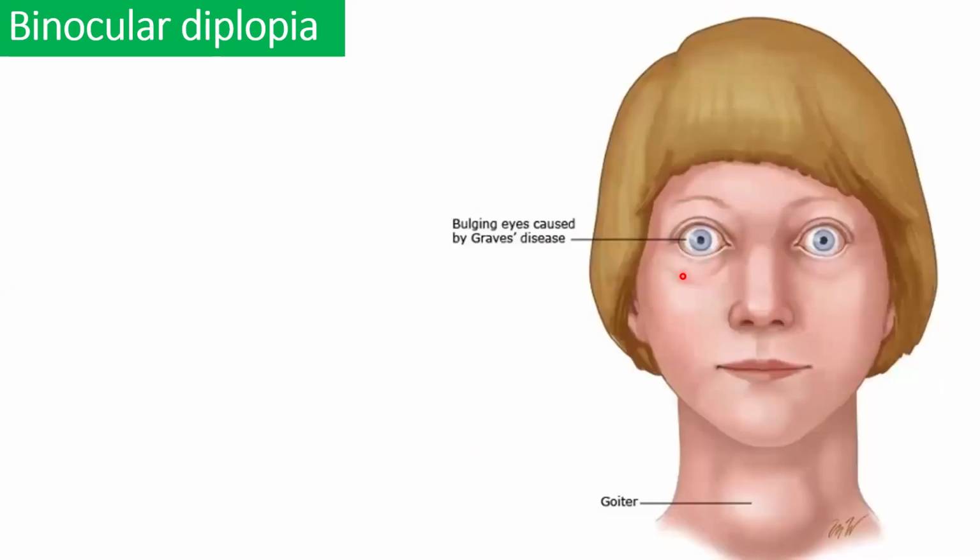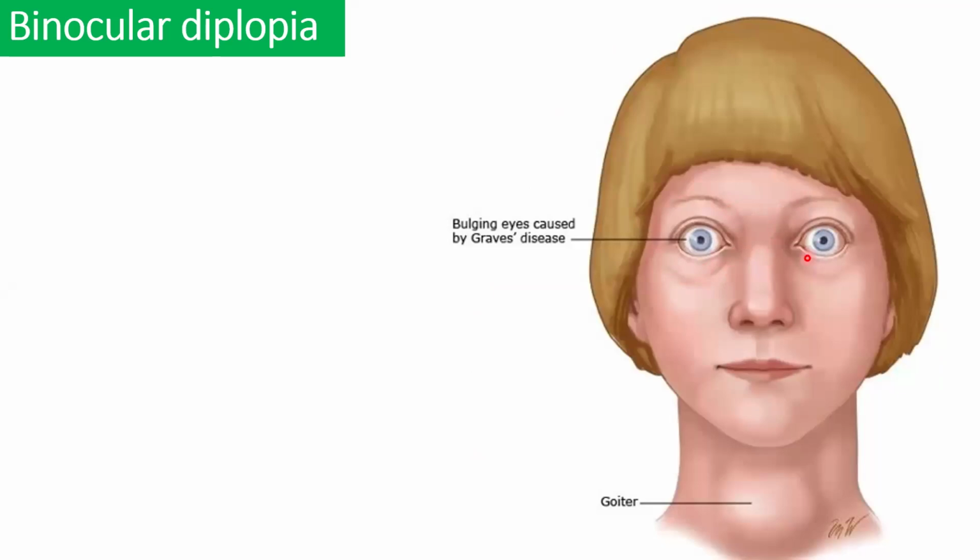So this is Graves' disease. Graves' disease is because of hyperthyroidism. And because of Graves' disease, there is a restriction of the eye movement. Because of this restriction of the eye movement, the patient might give the complaint of diplopia. So you need to keep this in mind also.